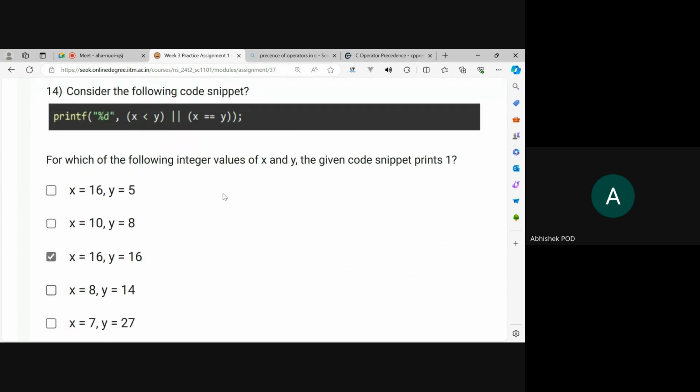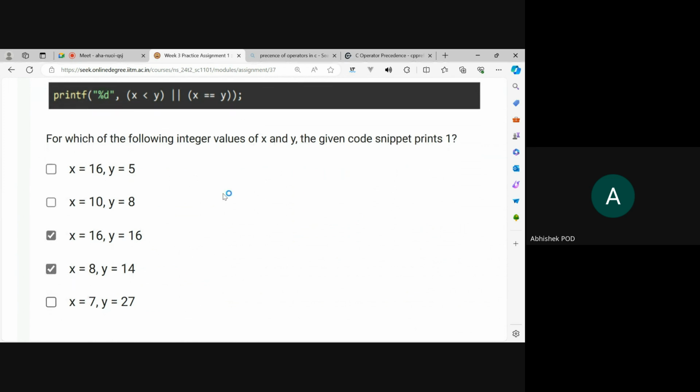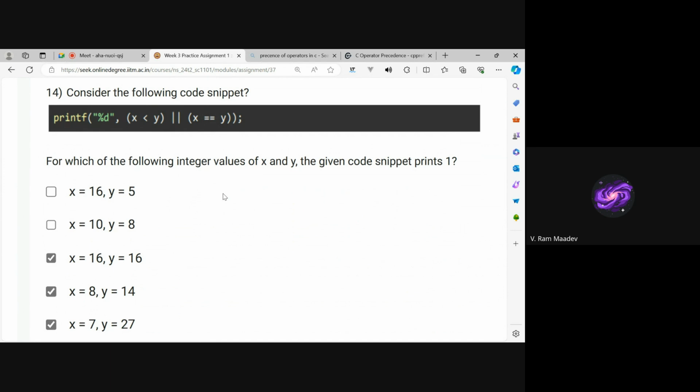Whereas x equals 8, y equals 14, x is less than y, this is also correct. x is 7, y is 27, this is also correct. So the last three options are correct here. Are you getting it? Yes, sir.